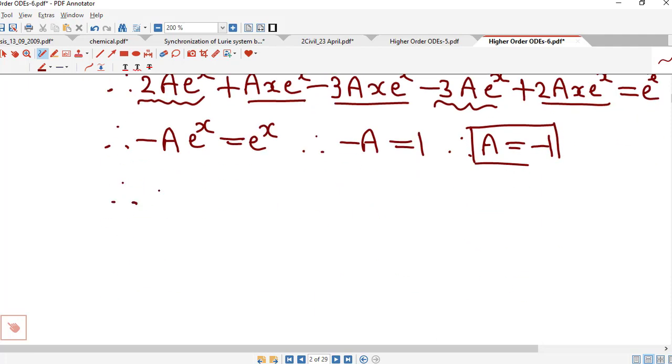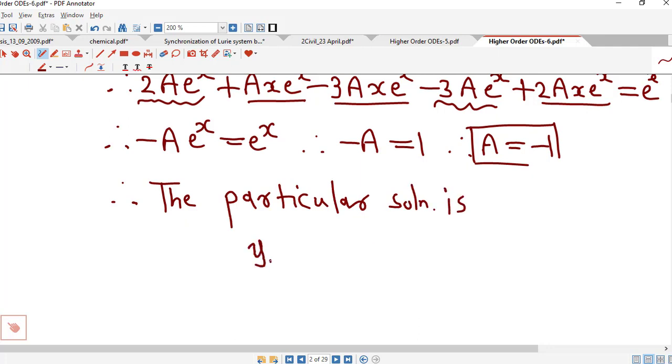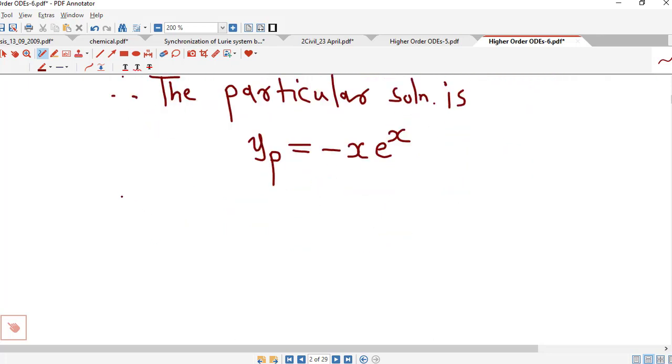Therefore the particular solution or particular integral is yp equal to minus x into e raised to x. And finally we write down the general solution.